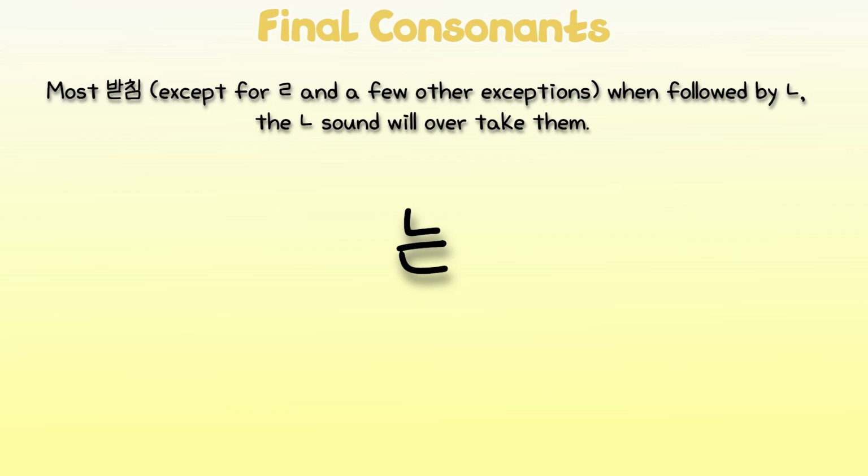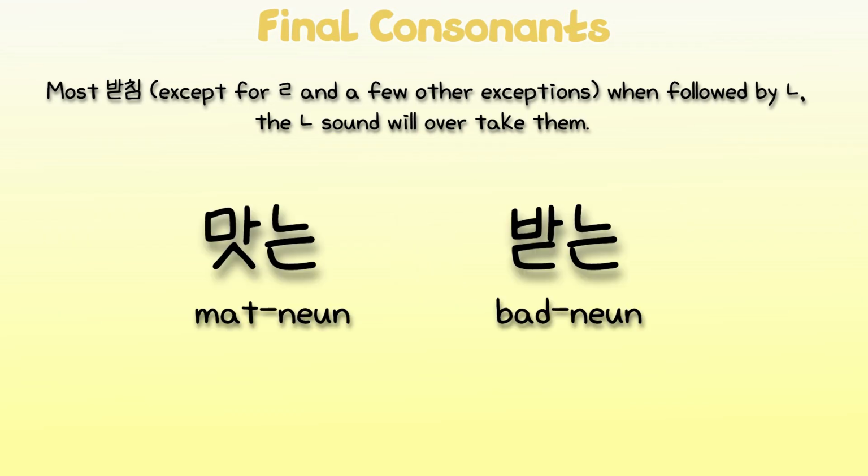For now, don't worry about what this is or what it does, but you are going to see it in a lot of words or followed by it at some point. When your padchim is followed by nieun, the sound is overtaken. So instead of words like 맞는 or 받는, we have 많은 or 파는. There are some exceptions with this though.